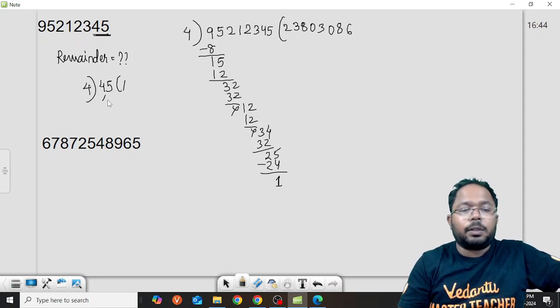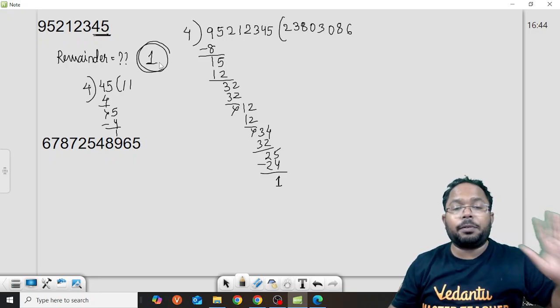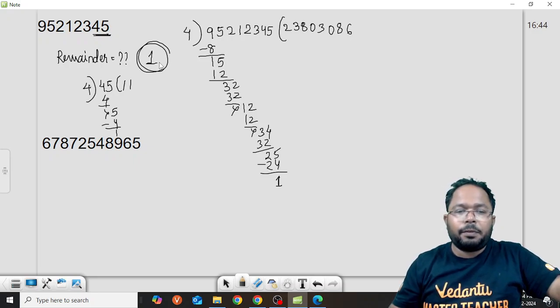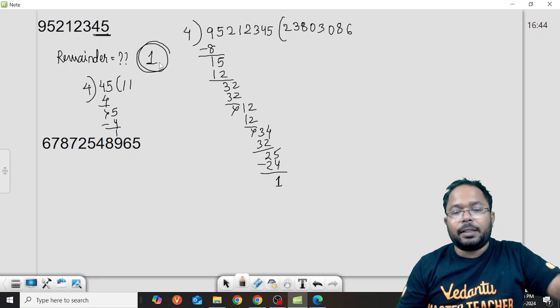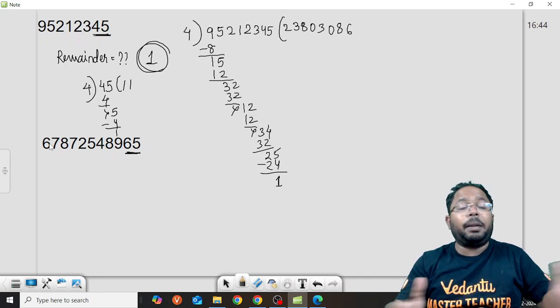Now you check it on 45. 4 into 1 is 4. We get a 5. 4 into 1 is 4. So hence the remainder would be 1. Easily we can find it within a couple of seconds. Let's do this directly.